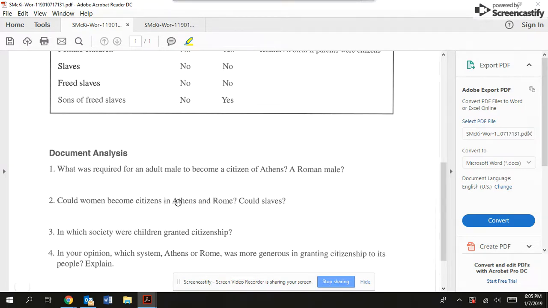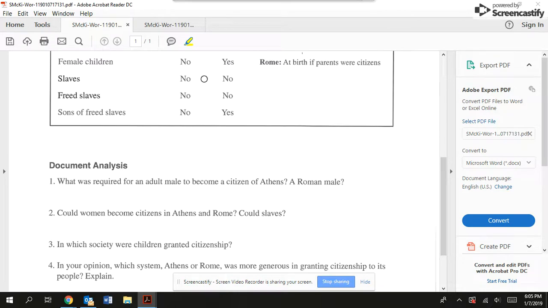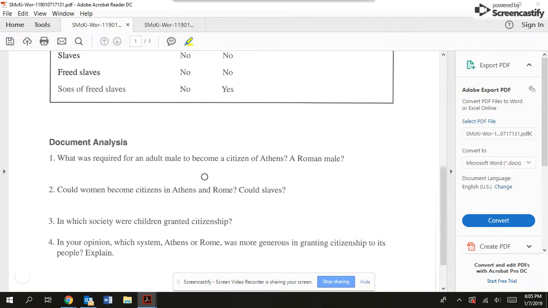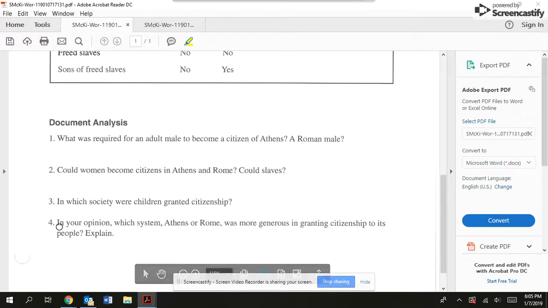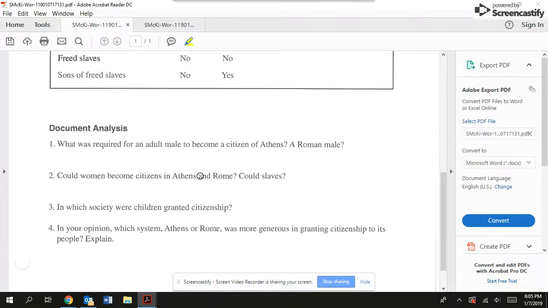And then there's some other questions. Could women become citizens in Athens? Well, we already know the answer to that is no. They could become citizens in Rome. Slaves could not become citizens in either country. So that's significant as well. And then we might look at this last question. In your opinion, which system, Athens or Rome, was more generous in granting citizenship to its people?